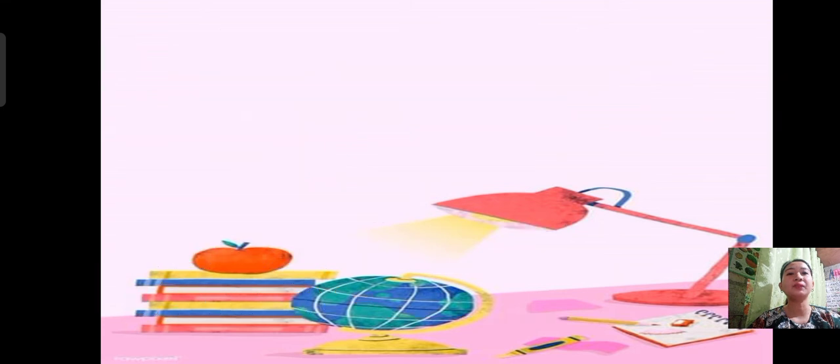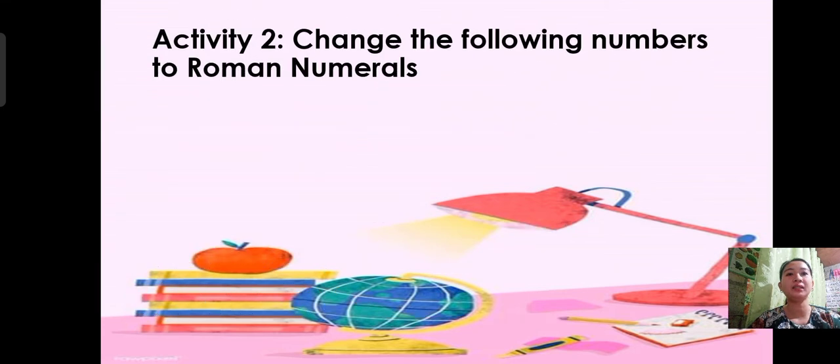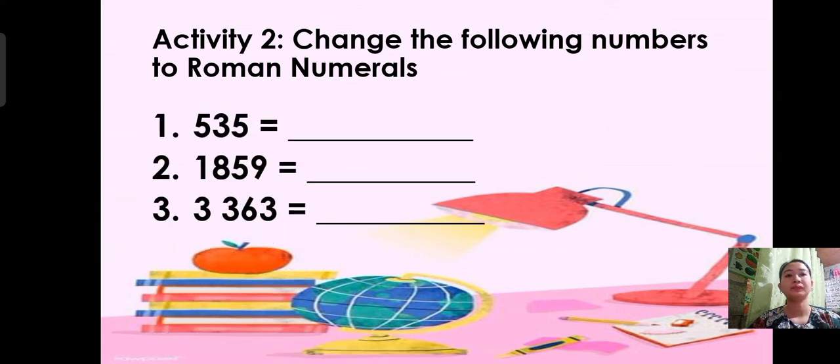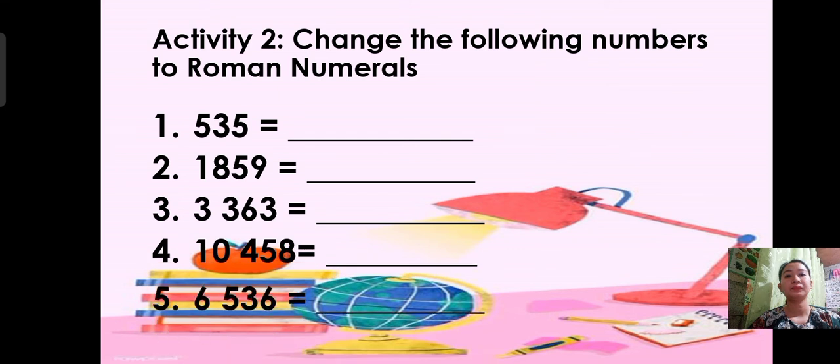Now, let us proceed to our next activity. For activity number 2, what you are going to do is you change the following numbers into Roman numerals. Now, you may start answering it, class. Are you all done? Very good.